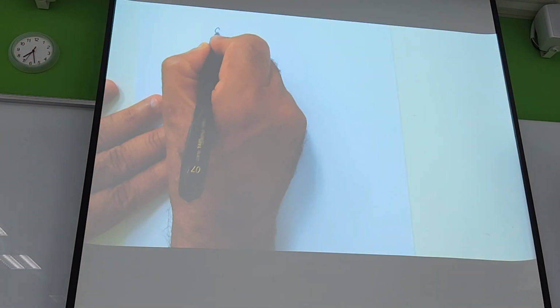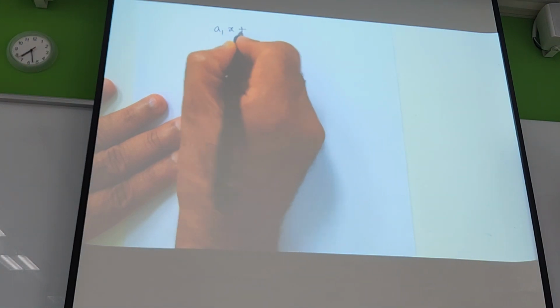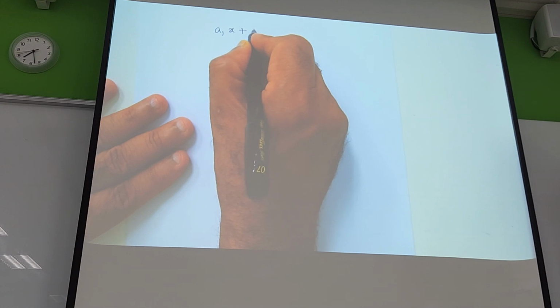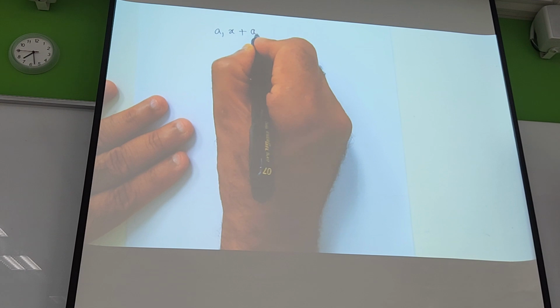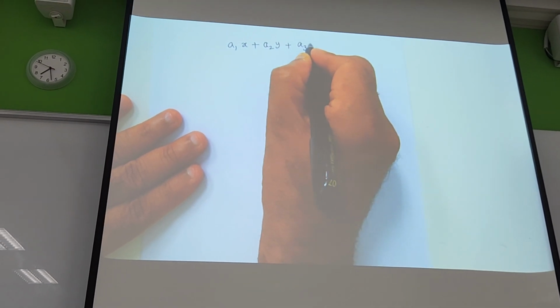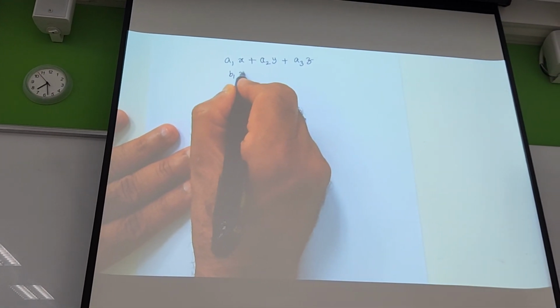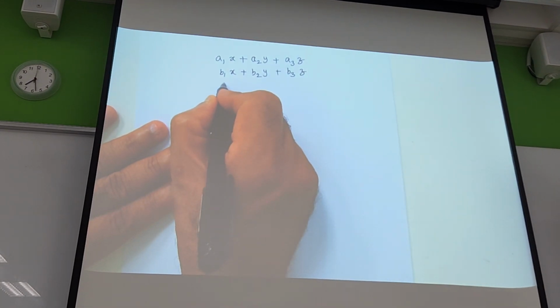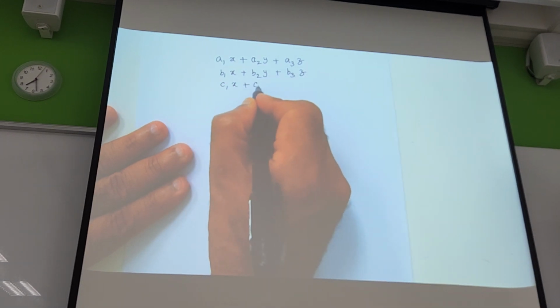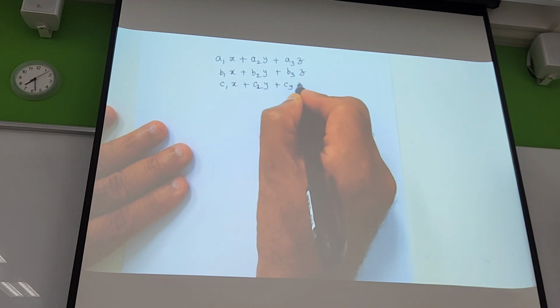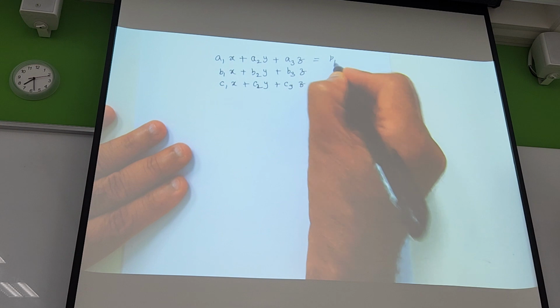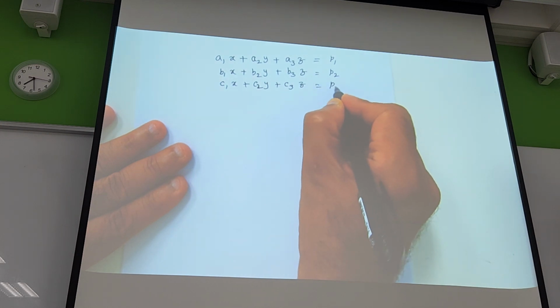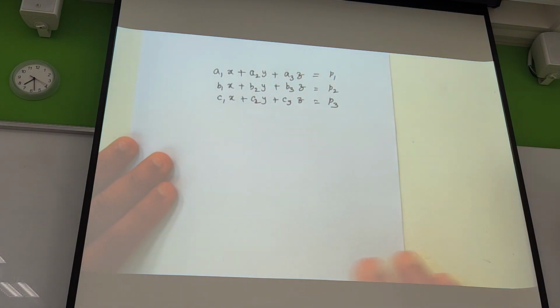So let us say we have 3 simultaneous equations, let us say a1x plus a2y plus a3z, b1x plus b2y plus b3z, c1x plus c2y plus c3z. Here, let us say this is p1, p2, p3. Can you see? Now, 3 simultaneous equations.